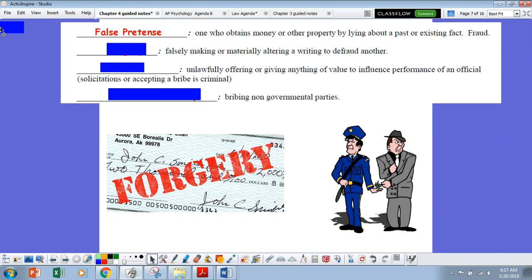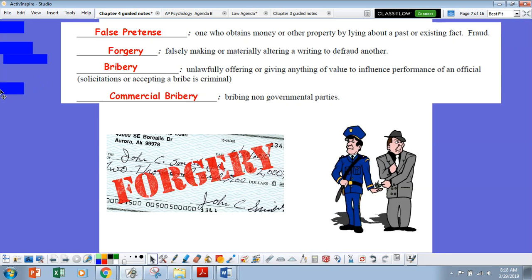All right, moving on. False pretense. This is one who obtains money or property by lying about a past or existing fact, aka fraud is basically what that is. Forgery is falsely making or materially altering a written document to defraud another. So it could be writing checks, or signing them, that don't belong to you or that you shouldn't have had the right to sign. It could be also altering maybe a document like a driver's license to make a fake ID. All of that could be in there. Bribery, that is unlawfully offering or giving anything of value to influence the performance of an official, such as soliciting or accepting a bribe to, perhaps maybe kind of get your way. That has happened over the years. And then finally, there's commercial bribery, bribing non-governmental parties. That means bribing other business owners and such.